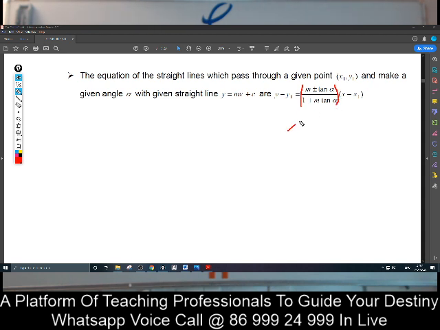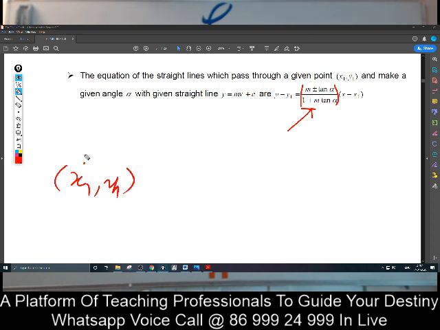If you remember this formula, that's good. Even if you don't remember also, I'm going to teach you the method. What is the data given here? The line is passing through x1, y1. So what is the point given? x1, y1.